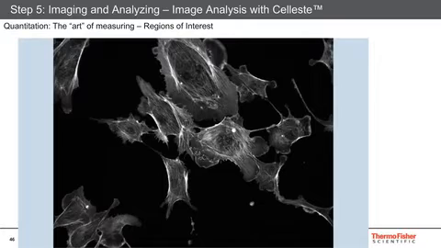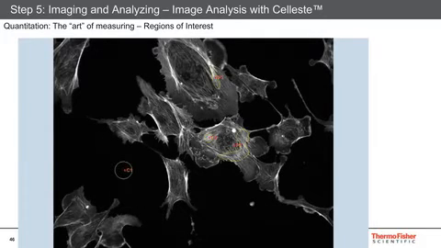Now, once you've taken your image, how do you measure it, right? A publishable image isn't just about its appearance. It's also about the data that you get out of it. How do you measure that data? Well, here using our Celeste software is an image of some actin-labeled cells using a phalloidin. One way to get the data is using a region of interest.